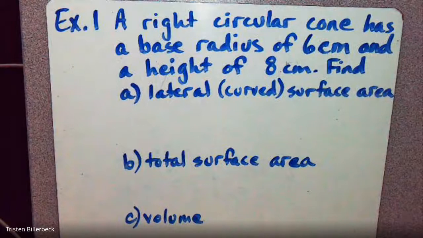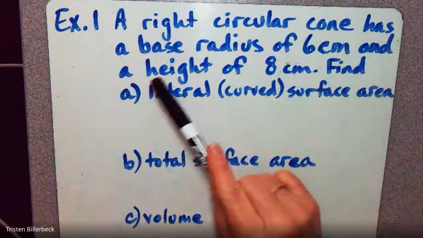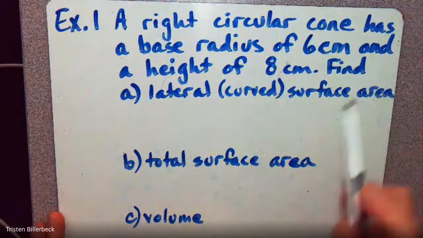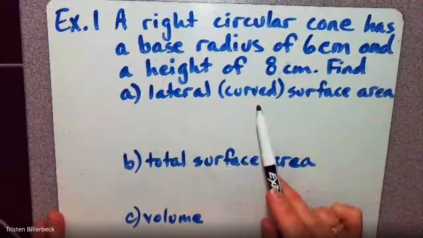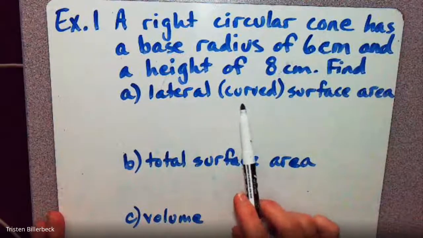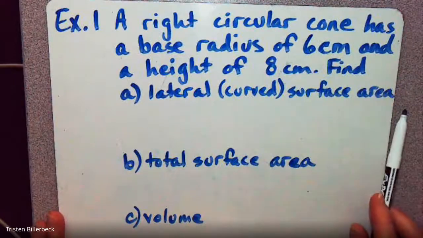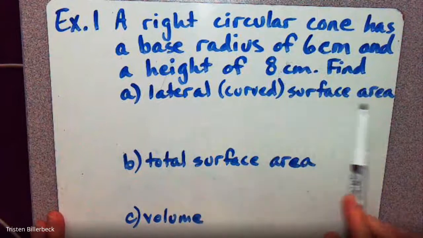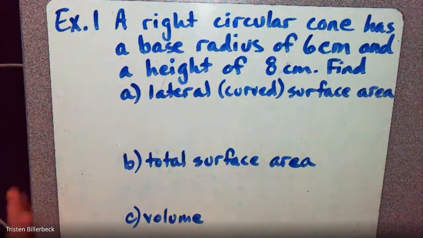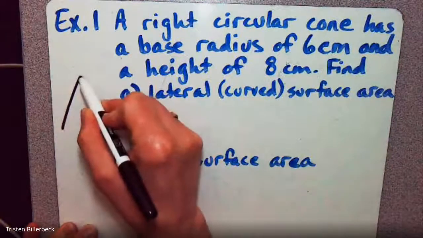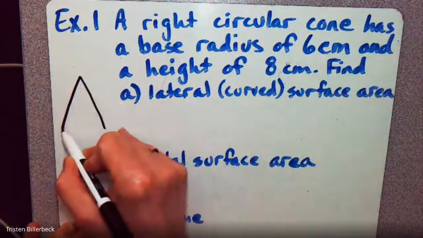Okay, so if I have a right circular cone that has a base radius of 6 centimeters and a height of 8 centimeters, find lateral curved surface area. So for some reason your book calls it curved surface area. Most books call it the lateral surface area. Okay, so let's remember a picture is worth 1,000 words. So let's draw a quick cone.